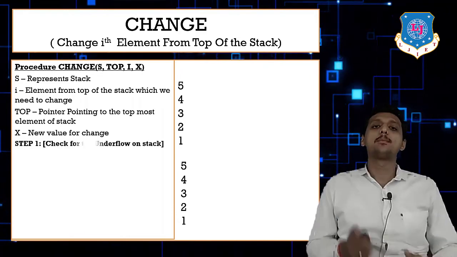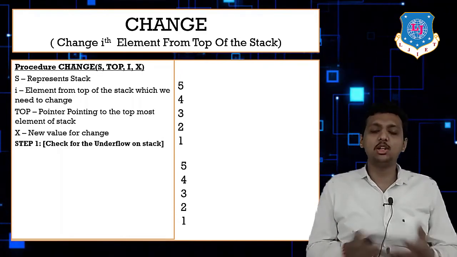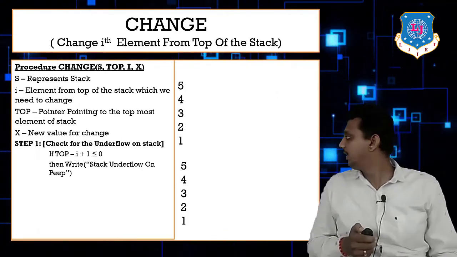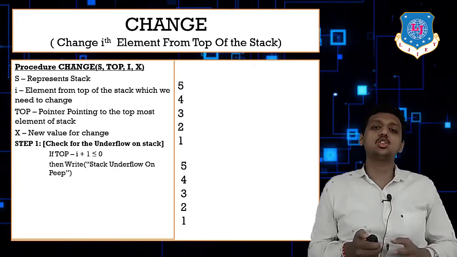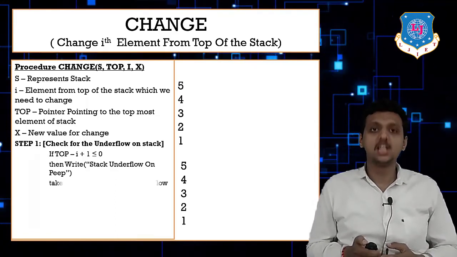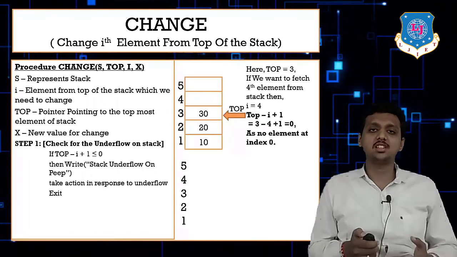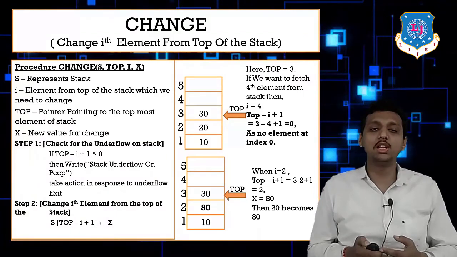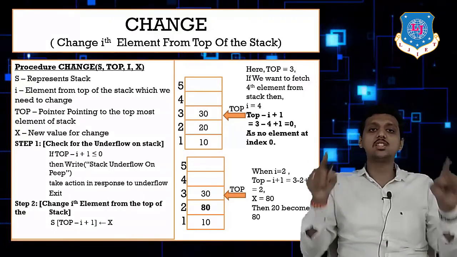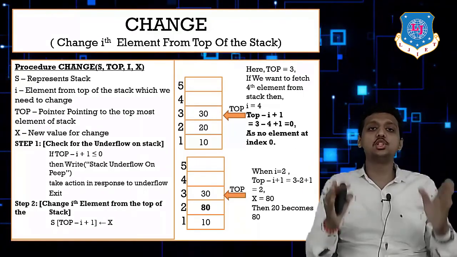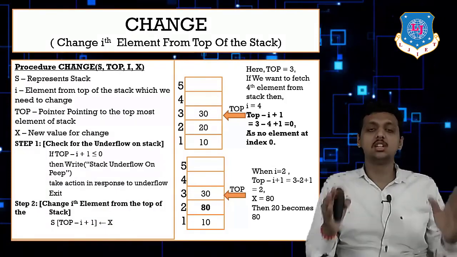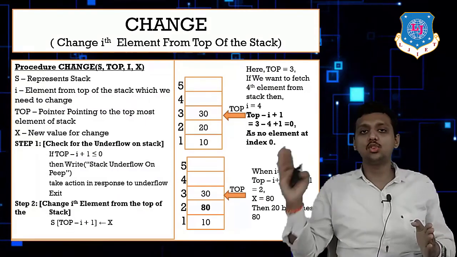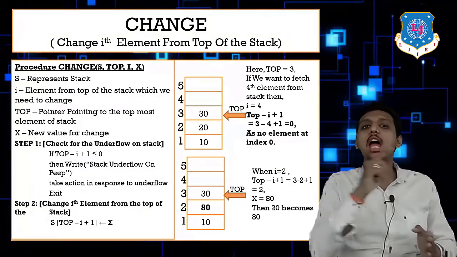Now again, to fetch or change the ith element from the top of the stack, you need to check the same condition, whether my stack is underflow or not. The condition is top minus I plus 1 is less than or equal to 0. If so, then just write stack is underflow, else just assign the new value x. I need to assign the value to a particular position. The position is top minus I plus 1. So I need to write S of top minus I plus 1 arrow x.